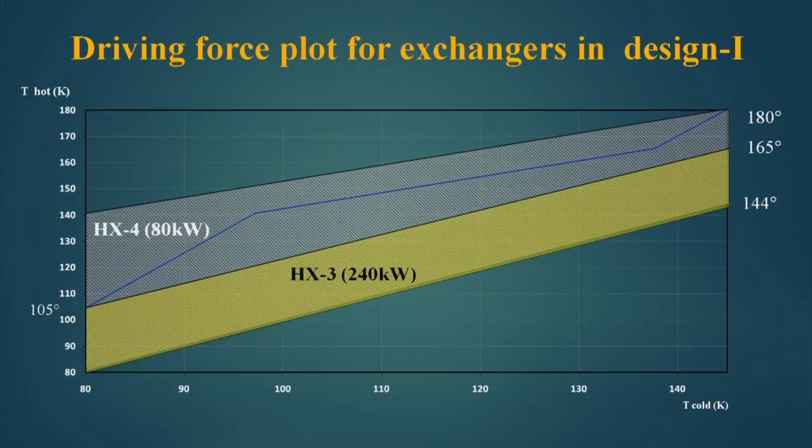As the bigger heat exchanger is not utilizing the driving force properly, design 1 gives you the maximum area, that is 110.6 meter square.